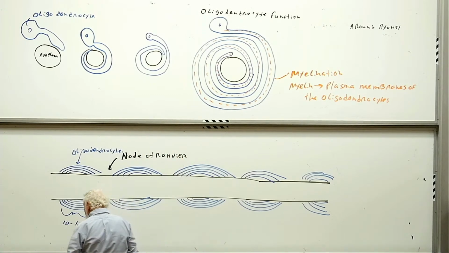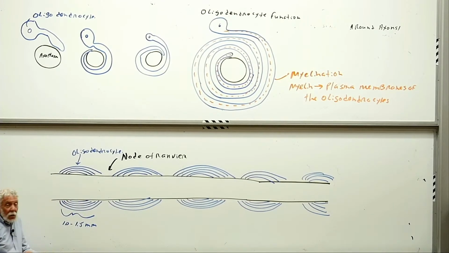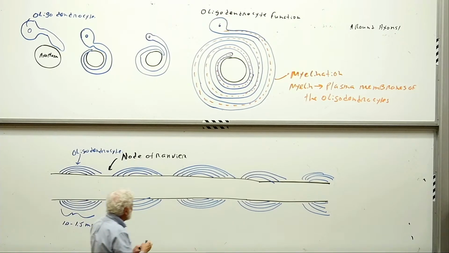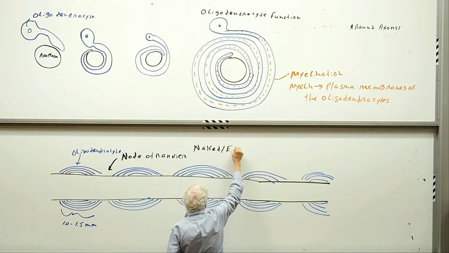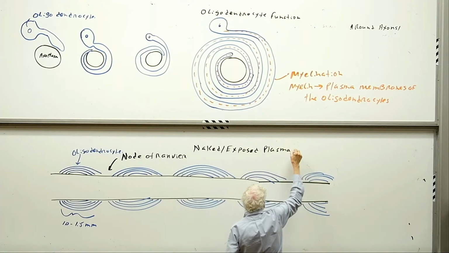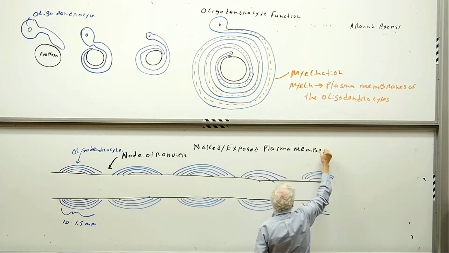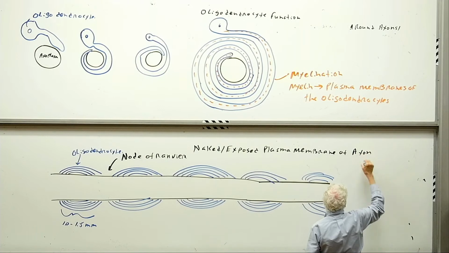This is another one of these unfortunate eponymous names. Ranvier was a 19th century pathologist who was interested in the nervous system. He worked in Paris. For whatever that's worth, we're now stuck with his name for these gaps because he found them and named them. But what I want you to recognize is the node of Ranvier is the naked, exposed plasma membrane of the axon, or the conductal region.